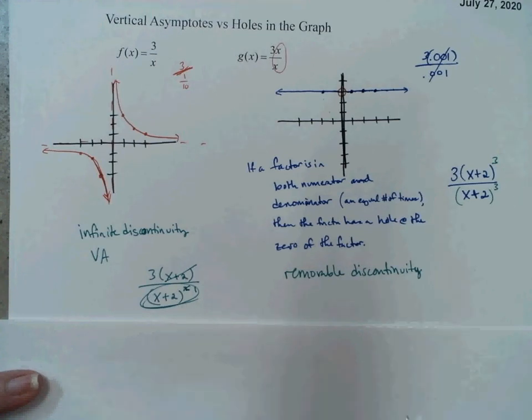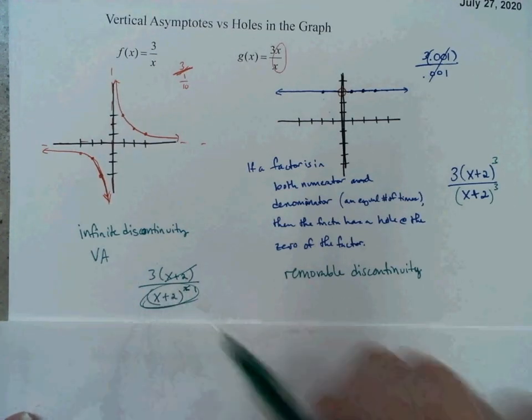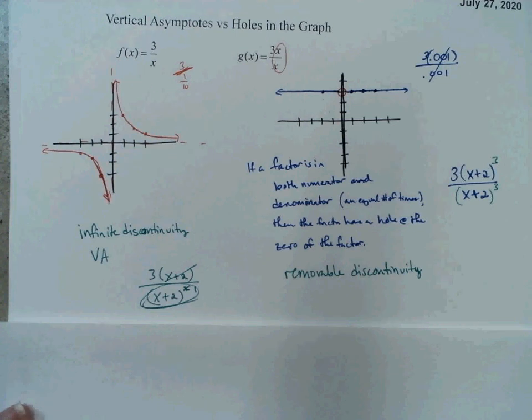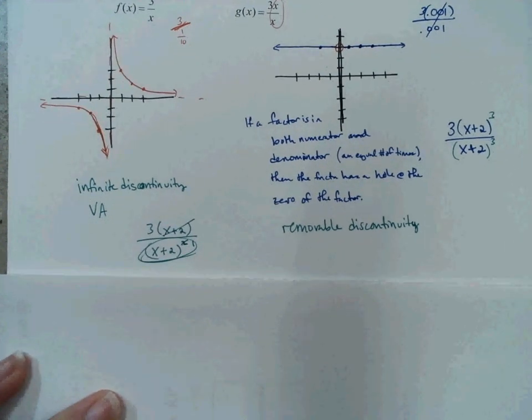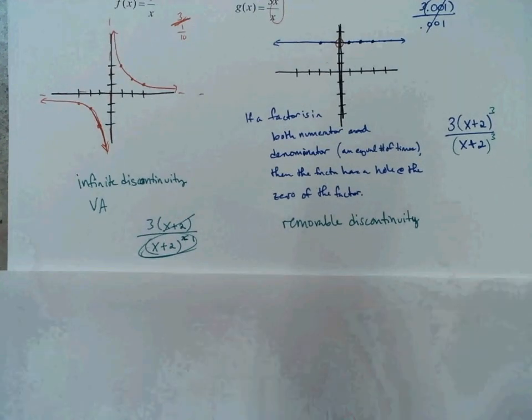So that's what I mean by if it's just the denominator. Once you get rid of the common factors, you can just say, now only the denominator equals 0, therefore vertical asymptote. Okay, I'm going to end the video and pick back up with holes versus vertical asymptotes in a second.